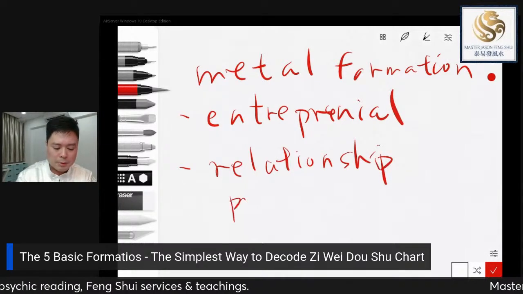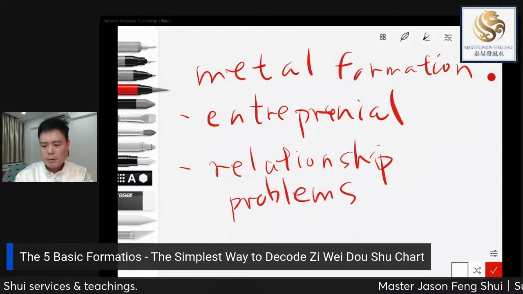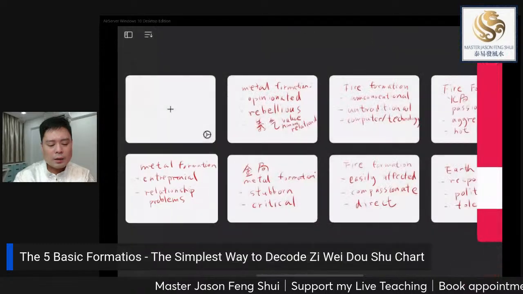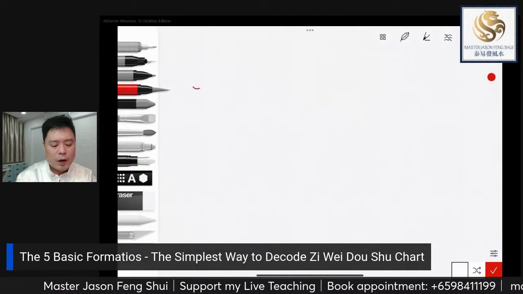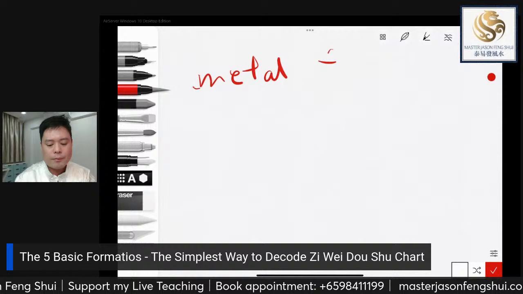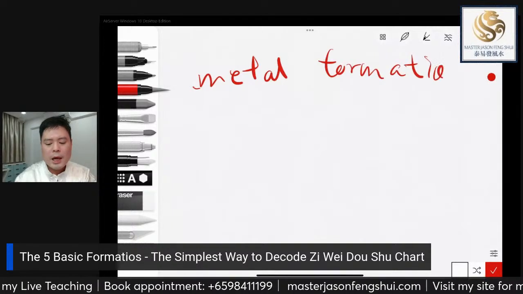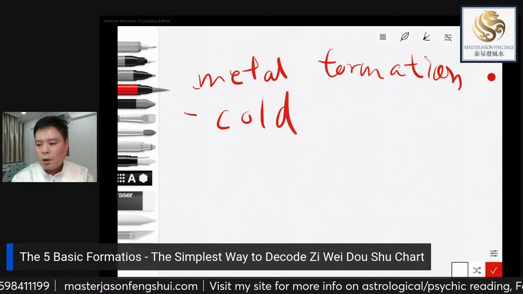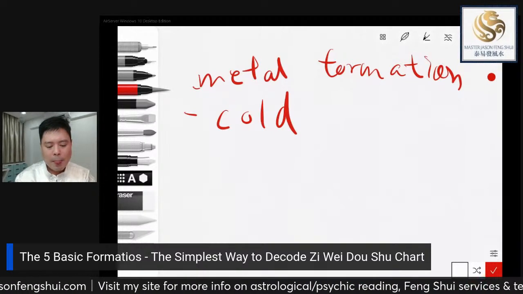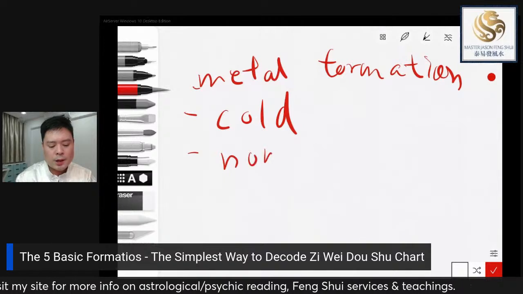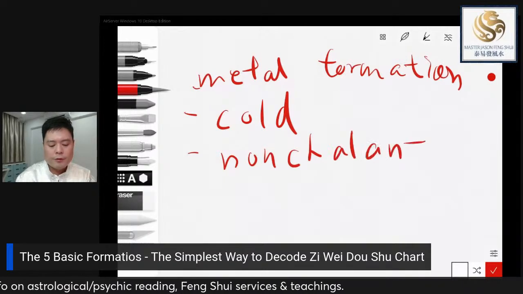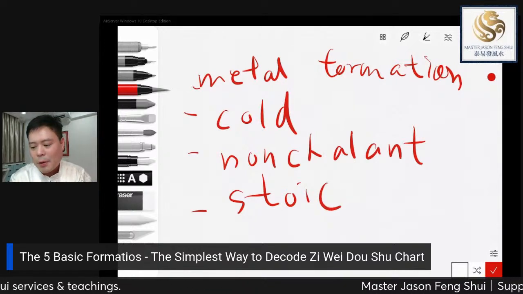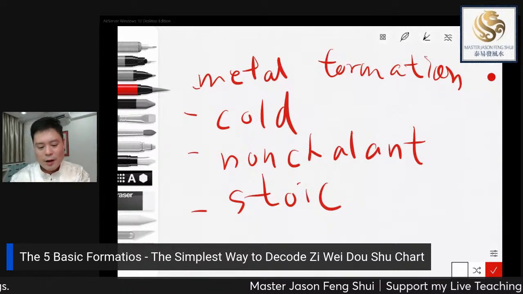Okay, relationship problems, because in a way, people of the metal formation can be quite cold in a sense, right? Sometimes they can be nonchalant or very stoic. Okay, so this will affect their personal relationships. So pretty interesting, right?